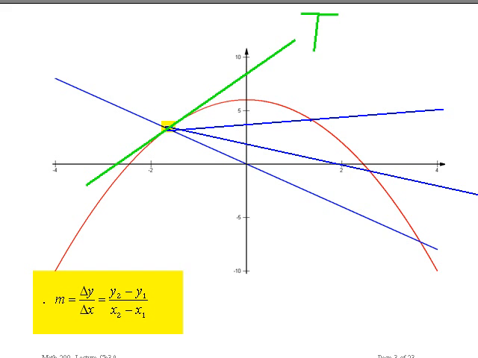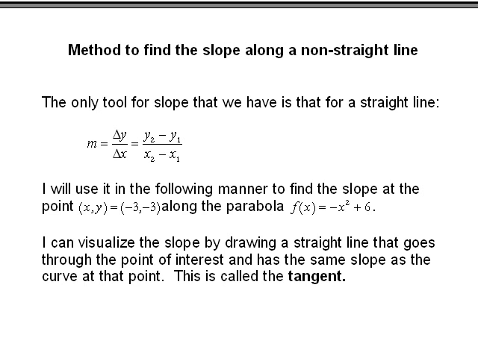So now I'm going to repeat this whole process with words. I want to find a method for computing the slope along a non-straight line. The only tool I know is the straight line slope. So I use it in the following manner. I'm going to pick a particular point here. I'll call it minus 3, and it is along that particular parabola that we saw before, minus x squared plus 6.